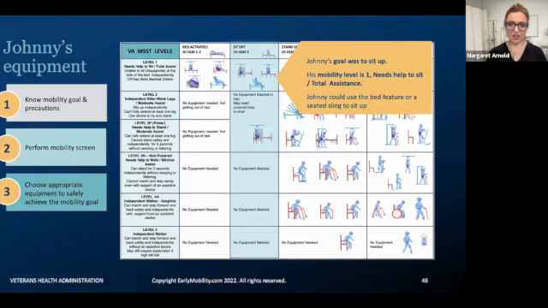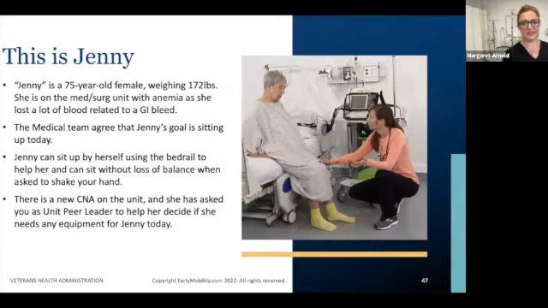So in the bridging document, Johnny's goal was to sit. This highlights the second column. His mobility level down the left-hand side is level 1. So you move across the level 1 row, the level 2, the sitting goal column, and you find the appropriate equipment to help Johnny safely do that. Let's look at another scenario.